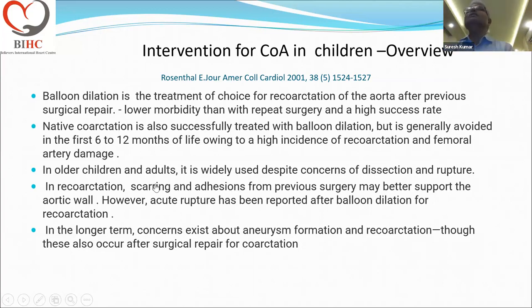In recoarctation, the saving grace for us is the scarring and adhesions from previous surgery. Even then, we must know that aortic rupture has been reported, so extra aggression while dilating a newborn should be avoided. And in the longer term, we do have concerns about aneurysm formation and recoarctation. These do occur after surgical repair also, but the incidence is more after balloon dilatation.